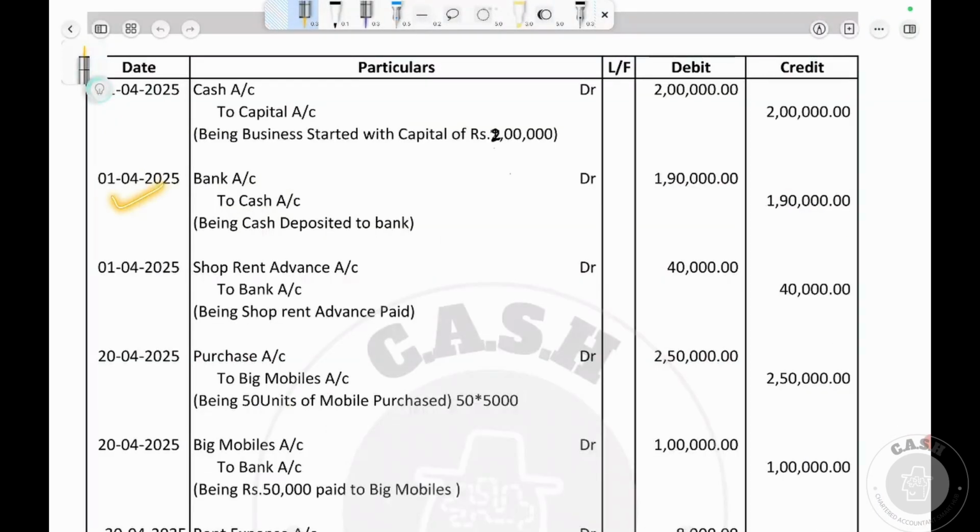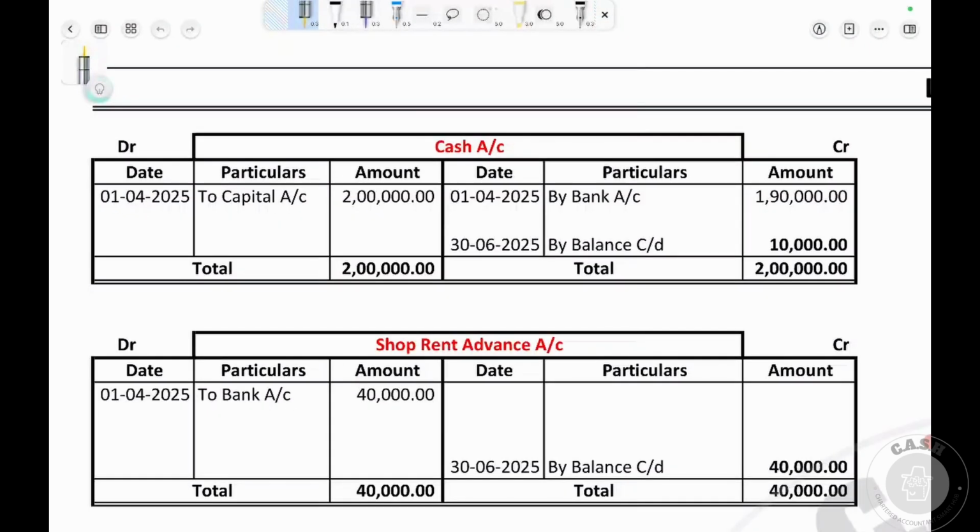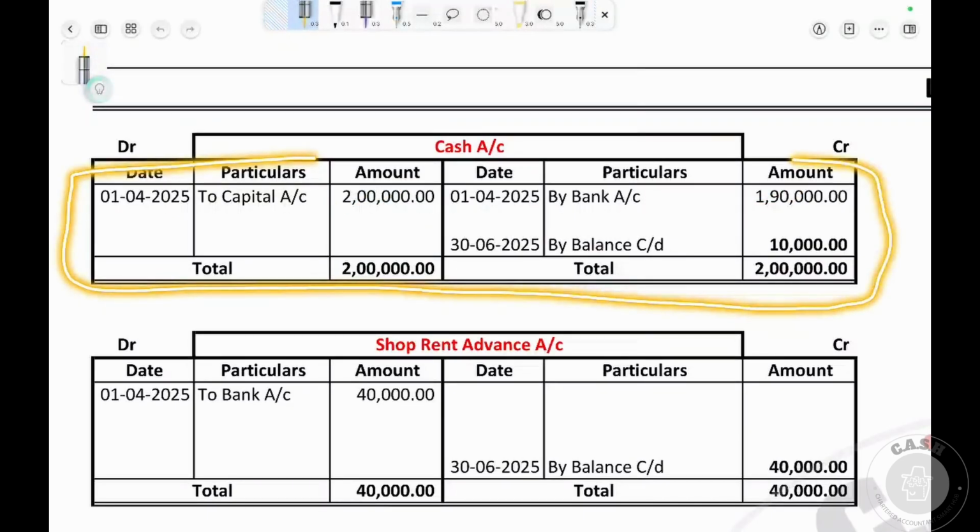The next entry was bank account debit to cash account, rupees 1,90,000. It means cash deposited to bank. Cash is giving money to bank account. If you observe, we have just grouped the transactions of one single account. Cash is an asset. The real account rule will apply: debit what comes in, credit what goes out. Cash comes in, cash goes out. Everything posted here is related to cash account.